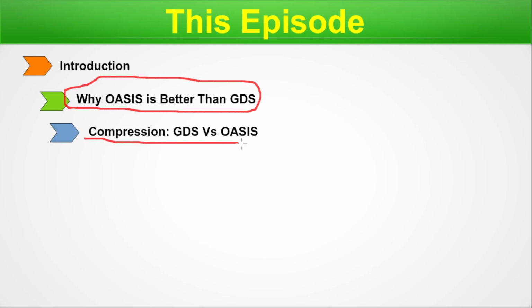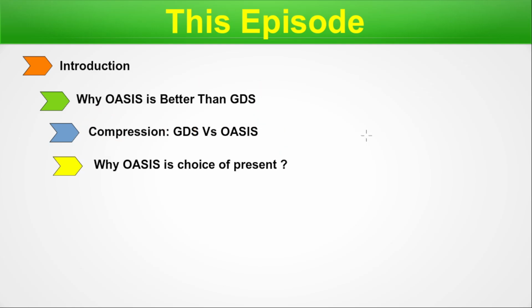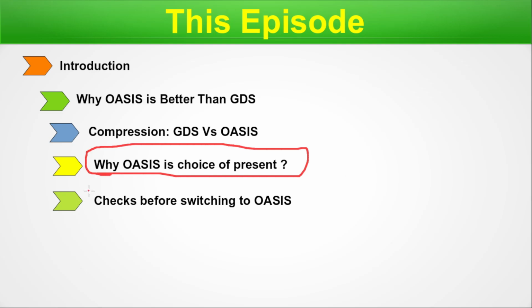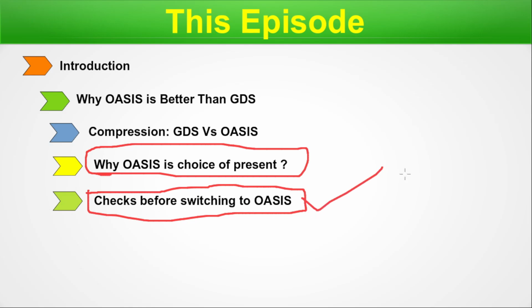Next, we will do a comparison of the compression algorithm of GDS versus the OASIS. Now, the compression algorithm helps the different layer elements that exist in the file, that means the binary file, to take less area in the hard disk. Next, we will talk about why the OASIS is the choice of the present layout designers. Next, we will give some cautionary points: if you want to move from GDS2 to OASIS, what points you should be checking. That means, what are the prerequisites?